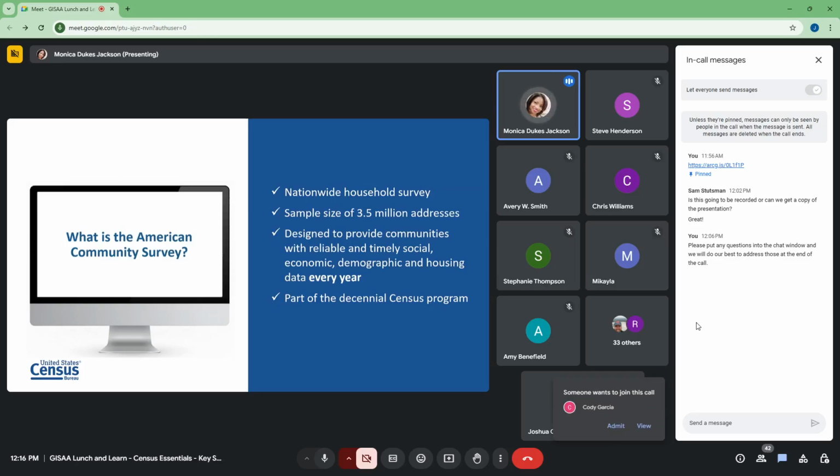So again, this survey is released annually, and sometimes organizations may need or be applying for different grants. This is where you're going to get the characteristic data that you cannot get at the 10-year period from the Decennial Census.